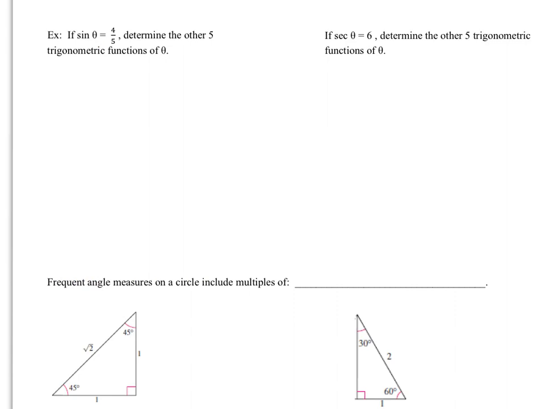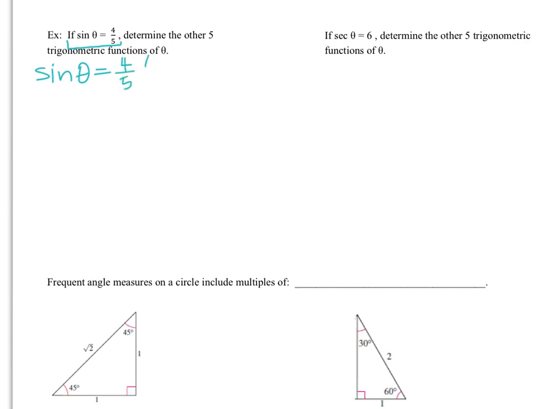Let's go ahead and put those definitions to the test. In our first example, it says if sine of theta equals 4/5, determine the other five trigonometric functions of theta. That's a lot to unpack. Let's first start by figuring out what this very first statement means. If sine theta equals 4/5, well, we know the definition for sine.